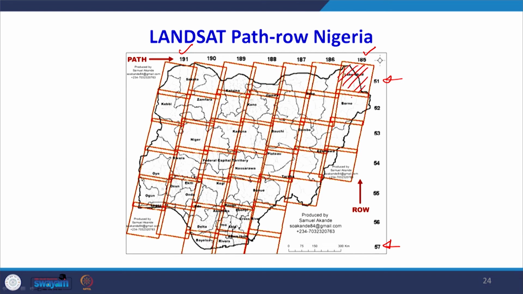and there is a small overlap. You can see this overlap between one scene. This is the overlap here, this is the overlap there. So, very small overlap is there between the adjoining scenes. In the adjoining path and adjoining row, there is a small overlap. So, these are the path and row numbers with which you can locate a particular area. So, if you want any scene of a particular area, this path and row map would help us to define those numbers.